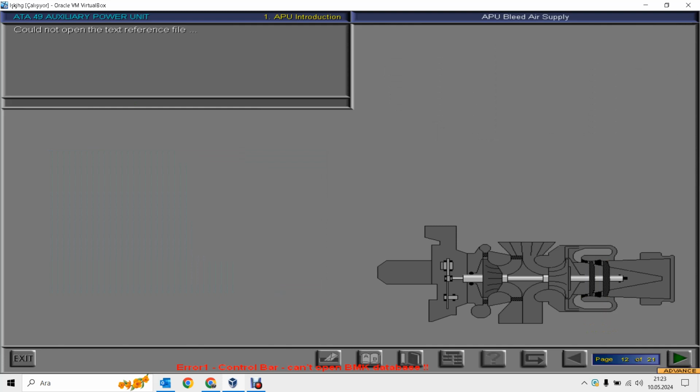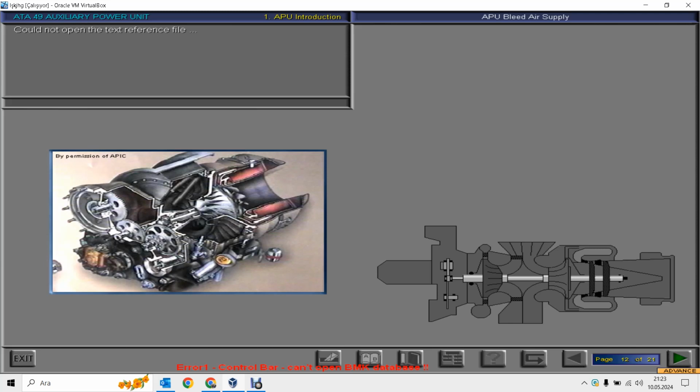The APU must supply sufficient bleed air for the aircraft pneumatic system. The air pressure is usually 30 to 45 psi. There are two different methods of APU bleed air supply. One uses the compressor of the power section, and the other one uses an individual load compressor. See if you can find the individual load compressor.